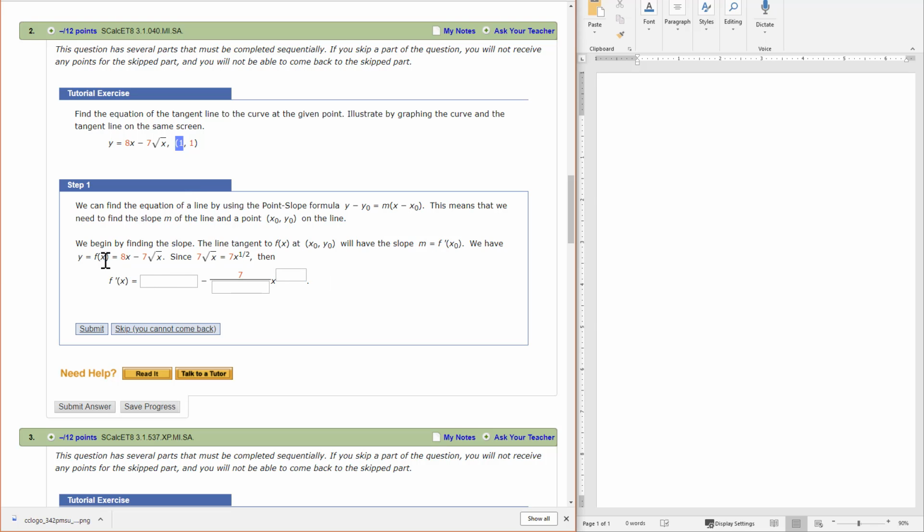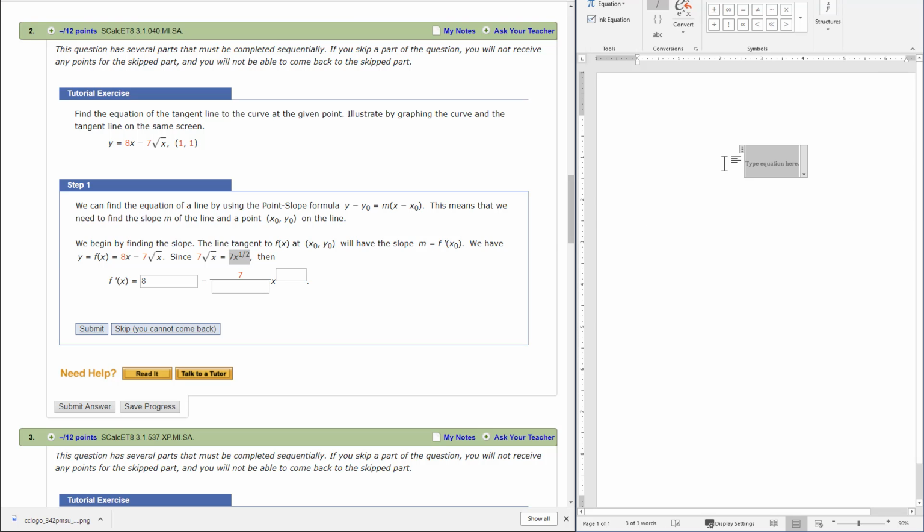So first we're going to look for the derivative of f of x. So this is f of x over here. F prime of x. So the derivative, this is a difference of two expressions. So we can take the derivative of each one individually. The derivative of 8x is equal to 8. Now this expression is 7 times x to the 1/2 power. When you take the derivative of that, let's do it here on the side and make sure we do it correctly.